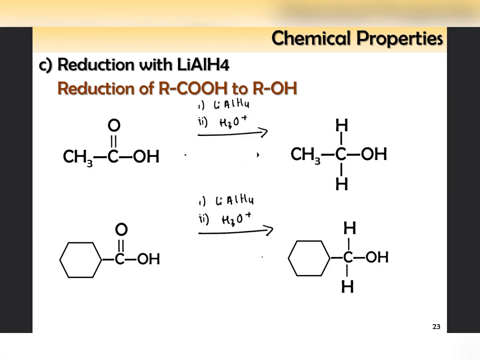Let's have a look at this example. So if you have ethanoic acid, undergo reduction with lithium aluminium hydride followed by hydrolysis, this C double bond O will get H. You lost one oxygen, and then you will gain 2 hydrogen. Okay, so same for this carboxylic acid. It will remove oxygen and you will gain 2 hydrogen. So you will get your primary alcohol.